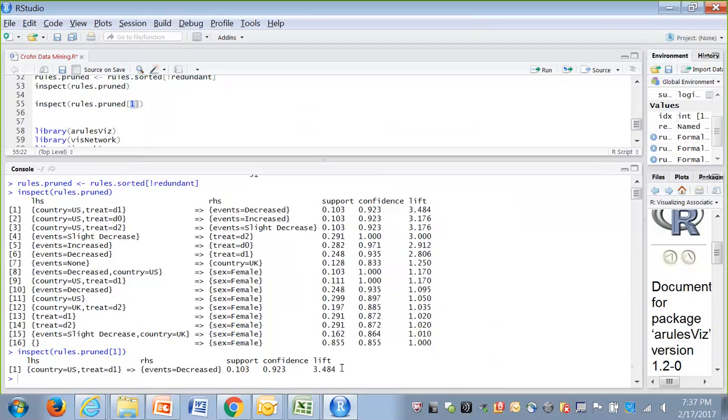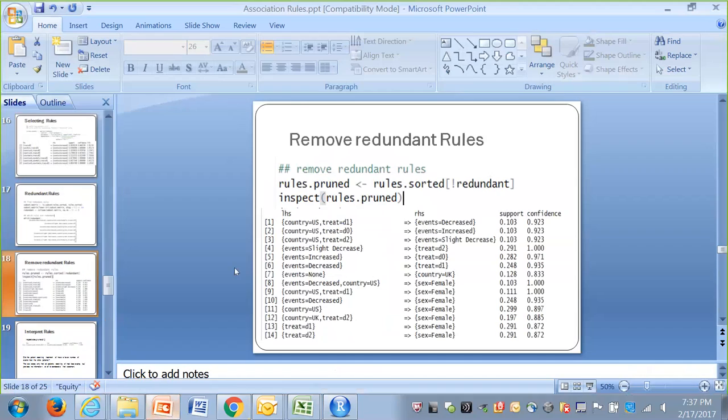So I pulled in rule number 1. I can take a look at it. It's basically D1 decrease, has a good support, good confidence, great lift. And you'll see that most of these particular rules also have everything above 1 that I'm keeping. All right. Let's go back to the presentation.